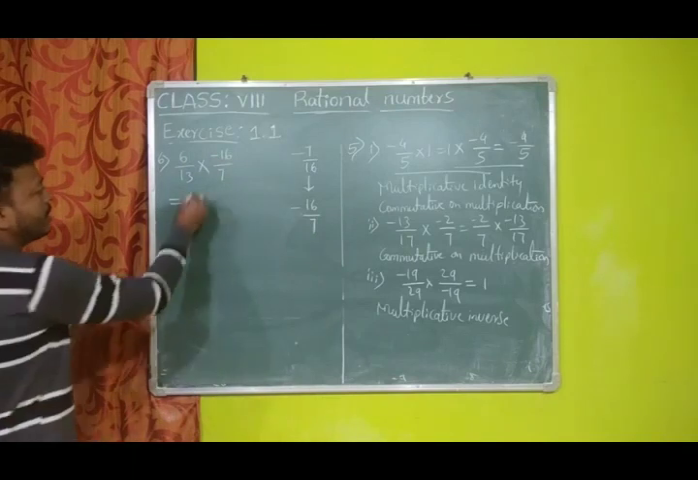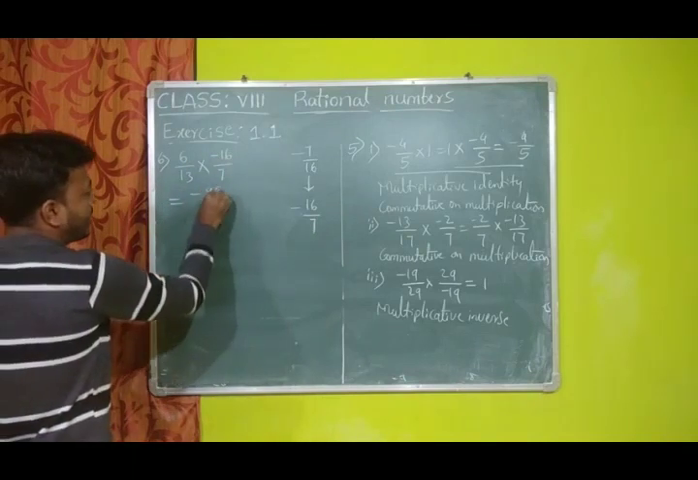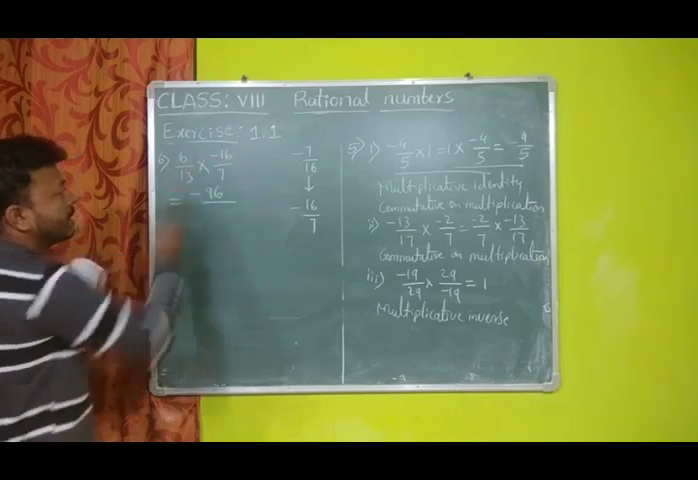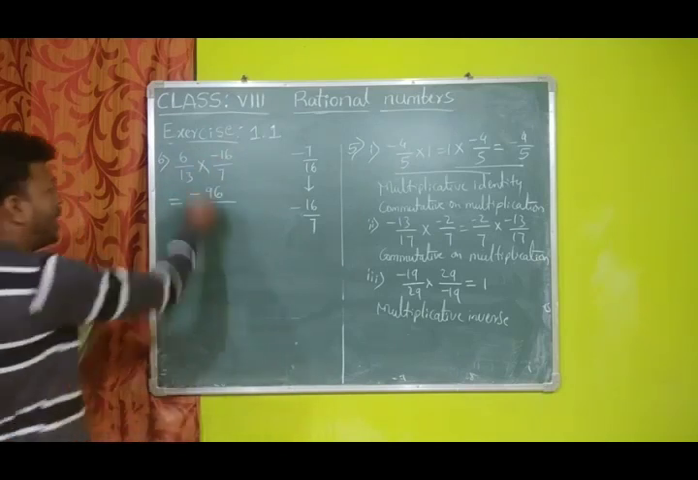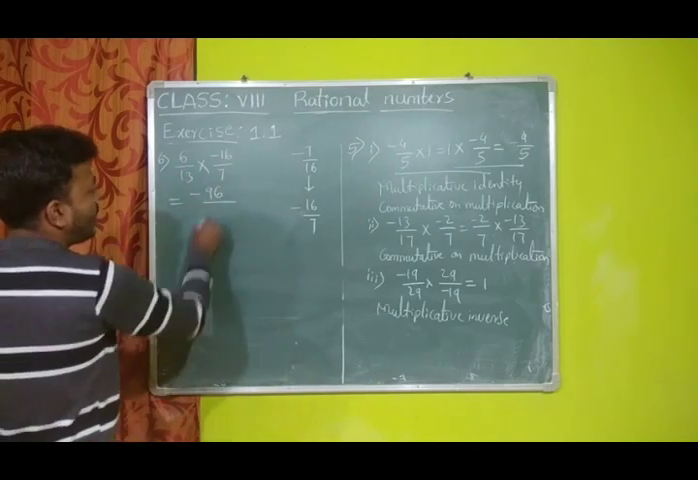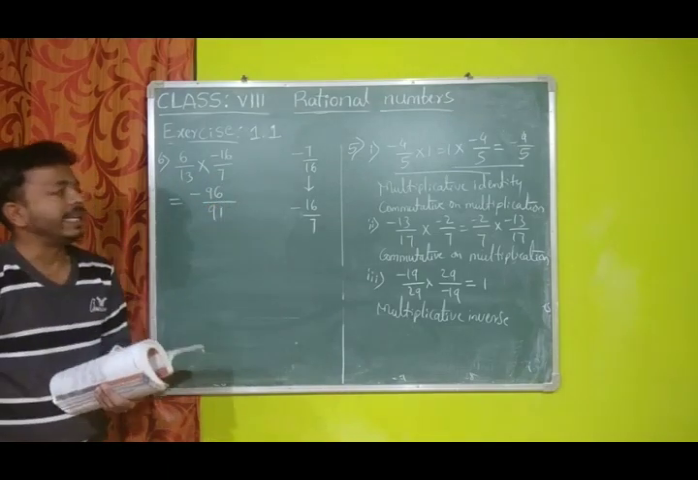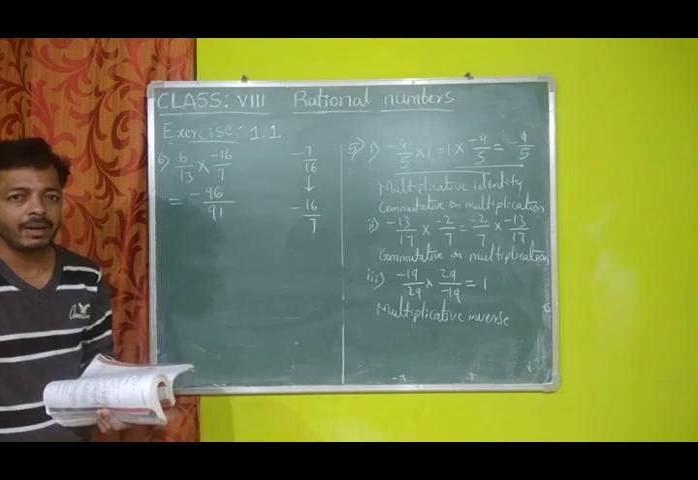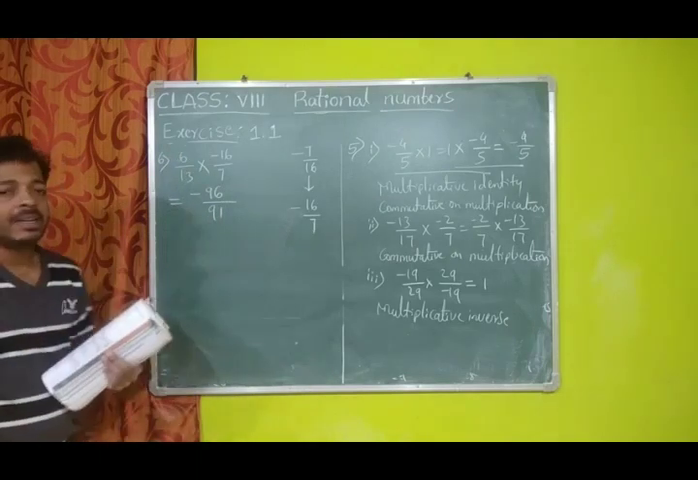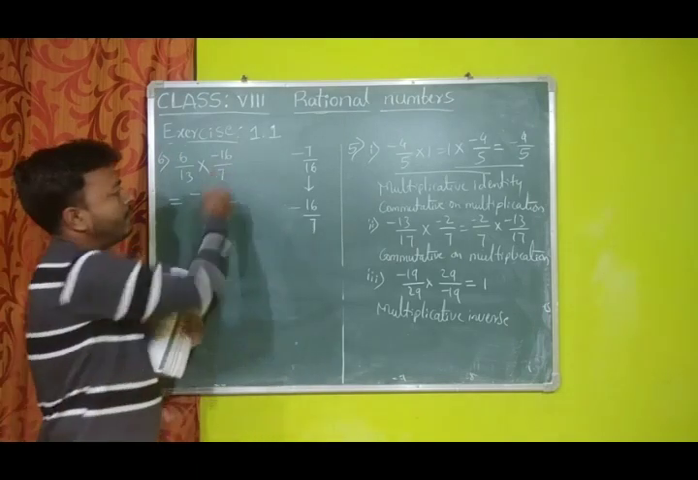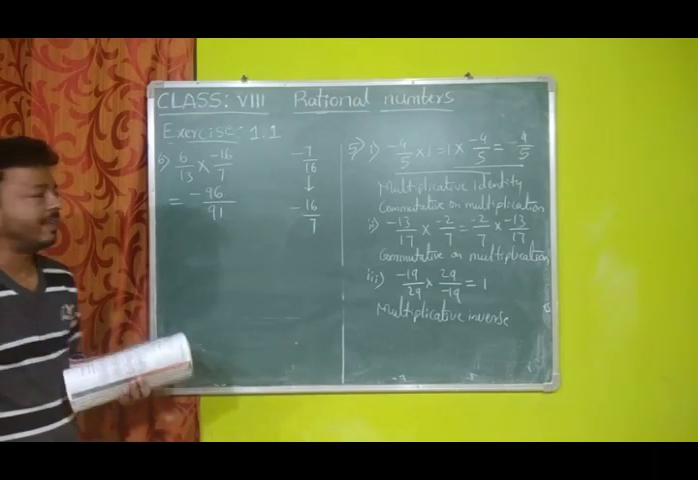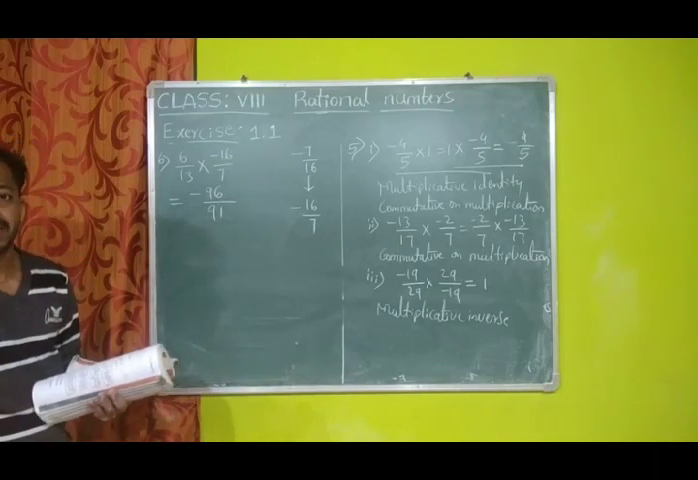16 times 6 is how much? Minus 96, since plus into minus is minus. 16 times 6 is 96, and 13 times 7 is how much? 91. Minus 96 by 91 is the final answer. Very simple, right? 6 by 13 multiplied by the reciprocal of minus 7 by 16. This is the sixth question.